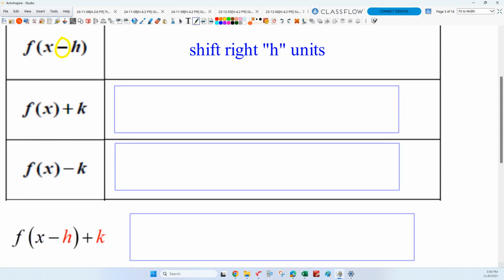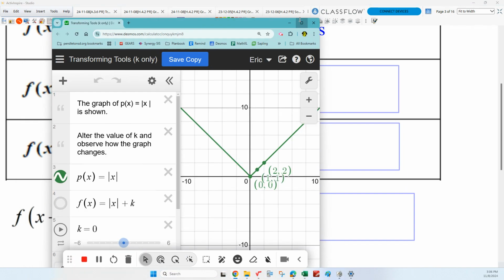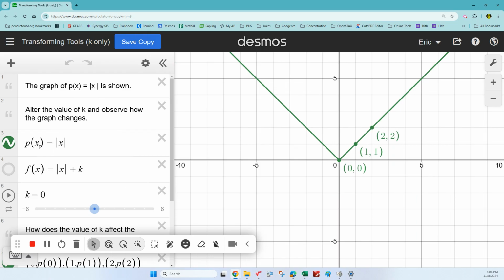But now the other thing we're going to do is add a number or subtract a number outside of the function. So what do you think is going to happen this time? Same thing, I've got my parent graph, and now I'm going to add a number outside, but right now I'm adding 0. What happens if I add 2? What's it going to do to that function? It's going to go up by 2, isn't it? There it is, right? Everybody see that?